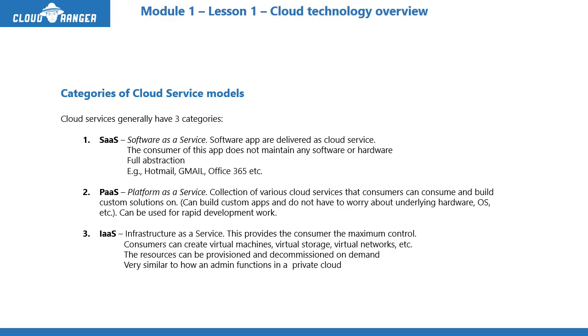Software as a service, or SaaS, is something that has been there for a while. This is the highest abstraction when it comes to cloud services. Let me tell you how. Technically, you are just going and signing up for a software application. You forget even the physical servers and all that stuff. You're not even doing anything virtual. You're not even installing any software. You're just consuming a service. That's why it's software as a service. The consumer of this app does not maintain any software or hardware, like I mentioned. It's a full abstraction.